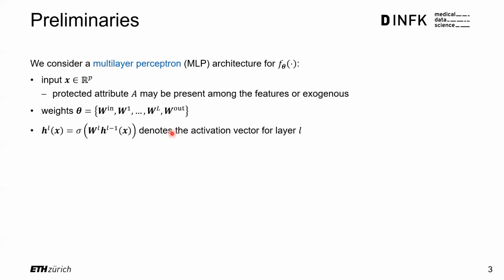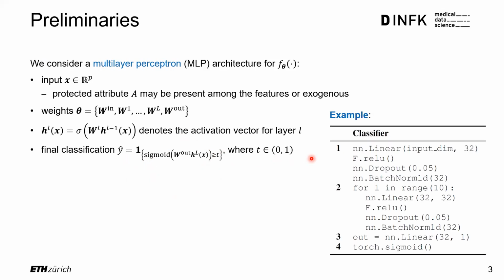We also use H^L(x) to denote the activation layer vector for layer L of this MLP. And last but not least, the final classification based on this MLP is given by a thresholded sigmoid output, where the threshold T between 0 and 1 has been tuned on held out validation data. And here is one example of the architecture that fits this description.